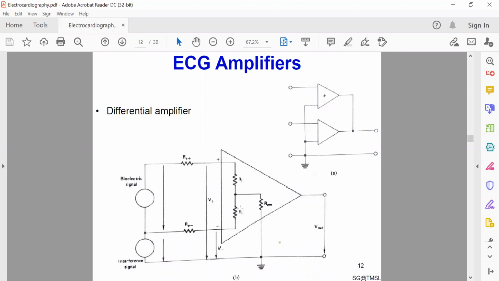Okay, the high common mode rejection ratio of a differential amplifier can only be realized if the amplifier has an input impedance much higher as compared to the impedance of the electrodes to which it is connected. Okay.